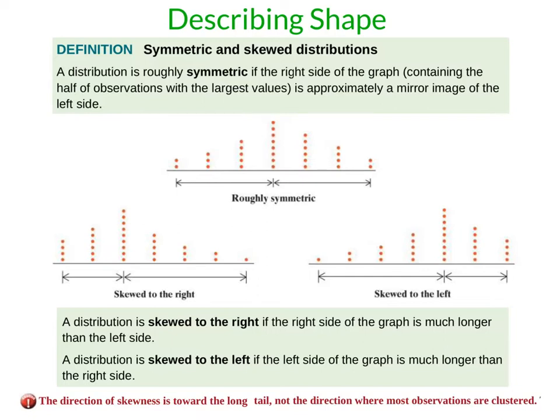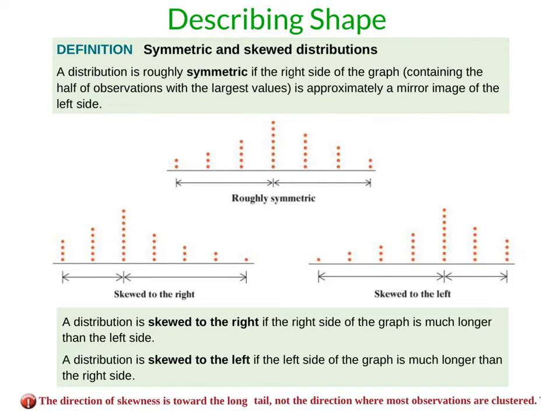If your dot plot is roughly symmetric, it might look something like this, where the bulk of your values are pretty much in the middle, and then it tapers off to the left and to the right. So it creates kind of a symmetry in the middle, kind of a mirror image on both sides. It doesn't have to be exact, so that's why we say it's roughly symmetric. And then when we talk about skewed graphs, or graphs that are not roughly symmetric, they're either skewed to the right or skewed to the left, because those are the only 2 directions we really have.